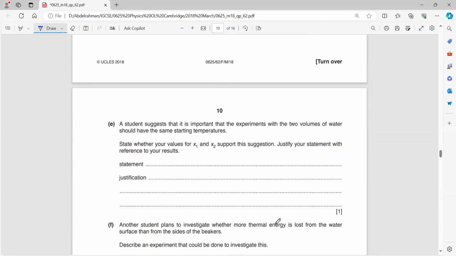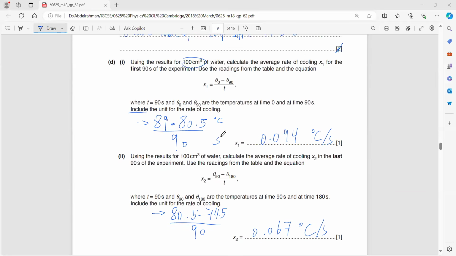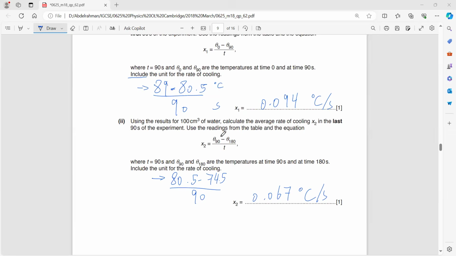Again, statement. Do we have to? Yes. You have to agree. It's very obvious that you need to agree for this question. What does it have to do with the results, x1 and x2? Are x1 and x2 the same result? No. x1 and x2 are different. They are very different.